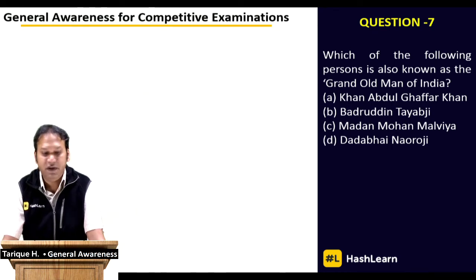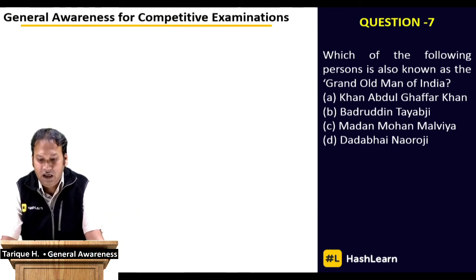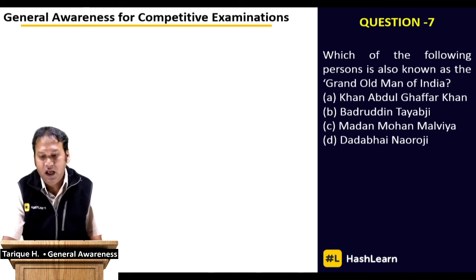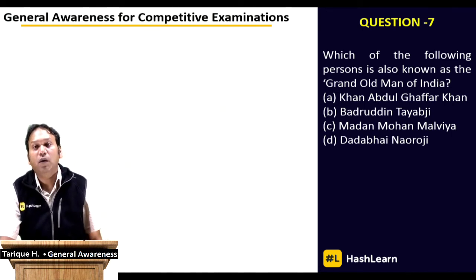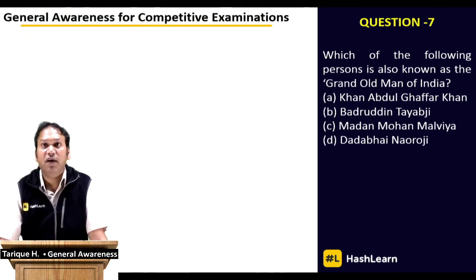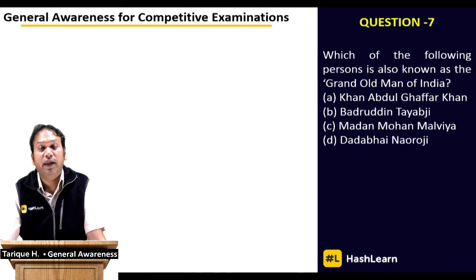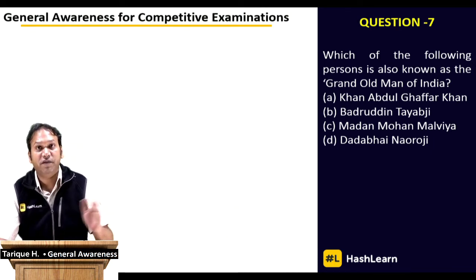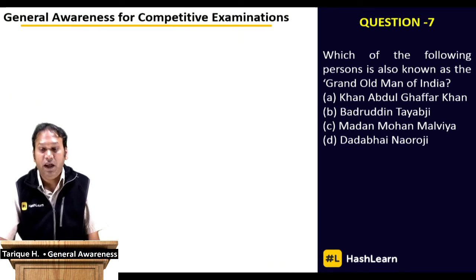Okay, so question number 7, the answer is D. It is not Khan Abdul Ghaffar Khan. Khan Abdul Ghaffar Khan was called Frontier Gandhi. What was the name given to Khan Abdul Ghaffar Khan? The name given was Frontier Gandhi, because he was a part of the Western Frontier region that today is entirely in Pakistan.